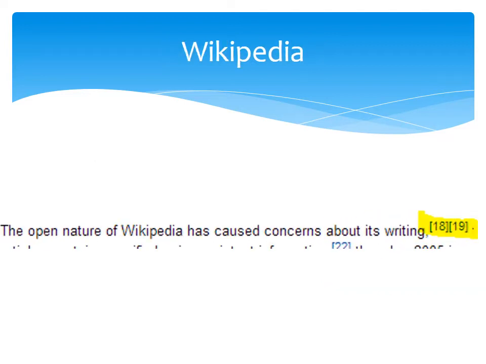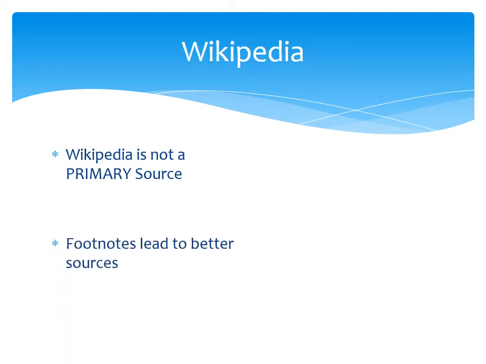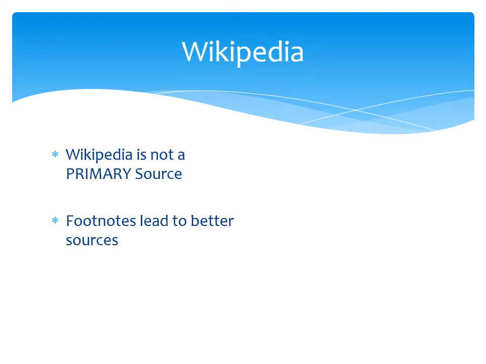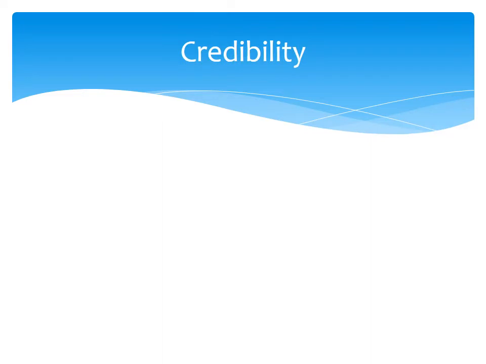Have you ever noticed those little numbers throughout Wikipedia's articles? Well, those little notes are there because Wikipedia is not a primary source of information, meaning they didn't come up with the information themselves. They found the information somewhere else. The footnotes that you'll see there lead to the better sources. You should look here first, and then of course apply all of the criteria we're going to talk about to these sources as well. Let's look at some final hints for determining website credibility.